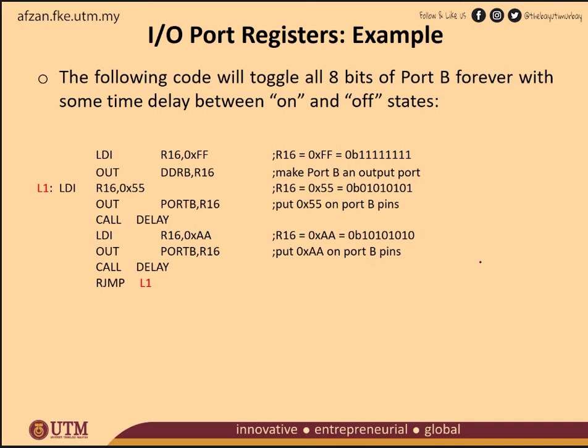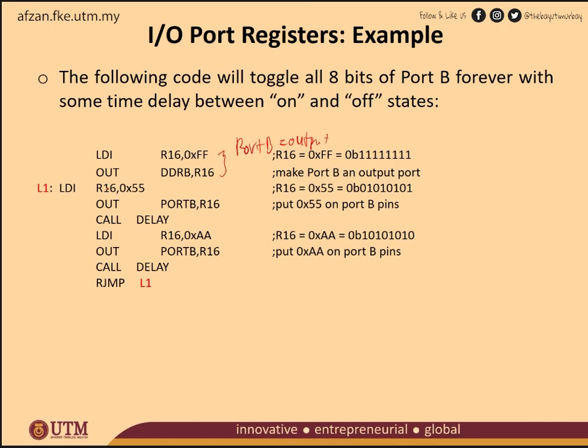The following code will toggle all 8 bits of port B forever, with some time delay between the on and off states. You see here, this is written in assembly language. The first lines here, what happened? LDI R16, and so on, out DDRB, R16. So this one here makes port B an output. You want to ensure port B is an output.